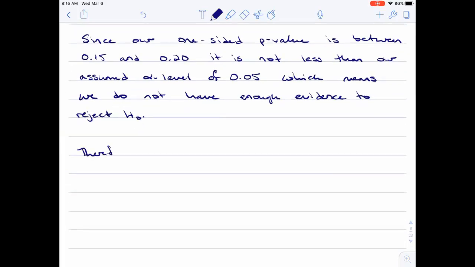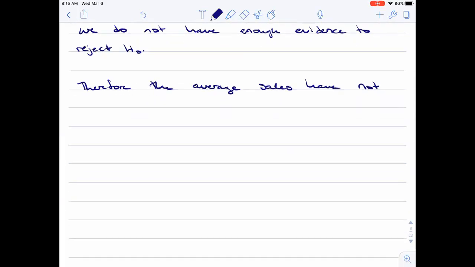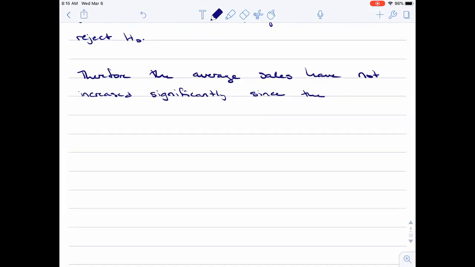Therefore, the average sales have not increased significantly since the redesign.